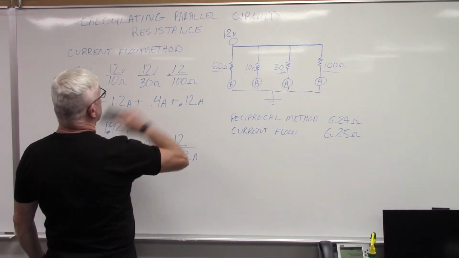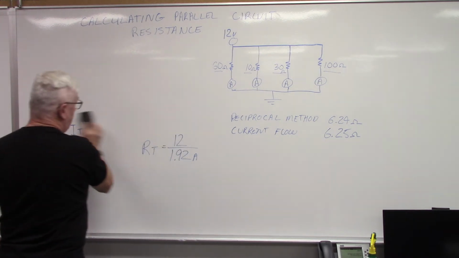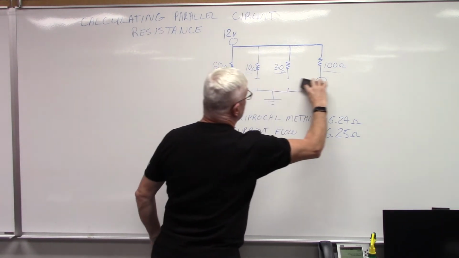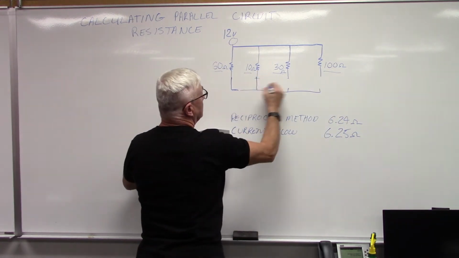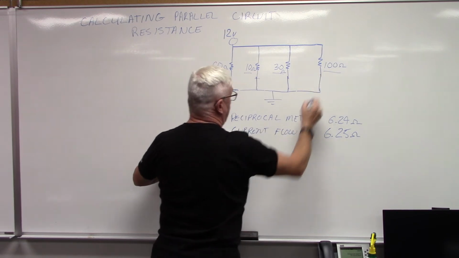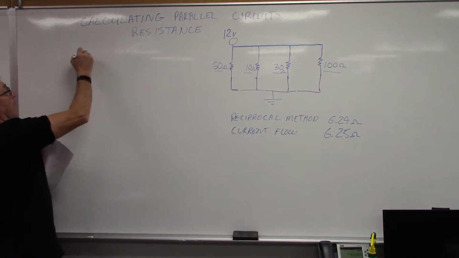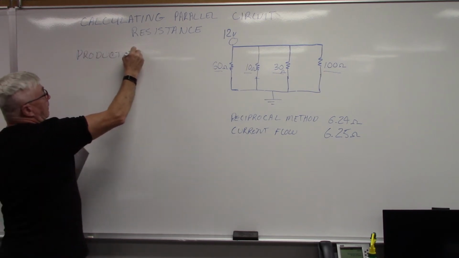The last method we're going to do, and I'm going to clean this up again, we're going to get rid of these. We don't need these anymore. We'll fix our circuit back up to this. The next one we're going to do is product over sum.